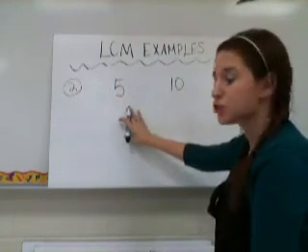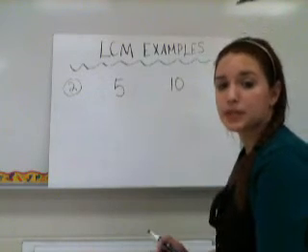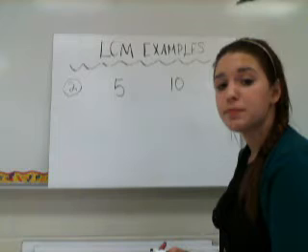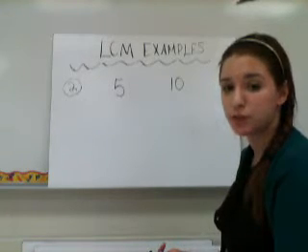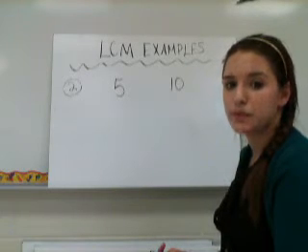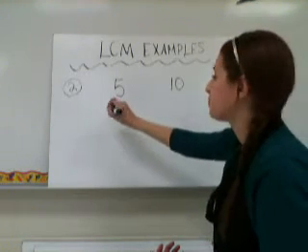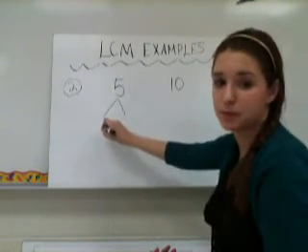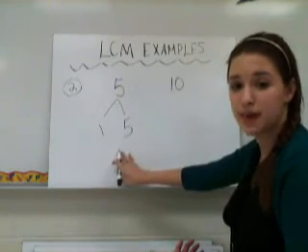Okay, the way I do factor trees is I have to find the prime numbers that go into each number. So a prime number is a number that only one and the number itself will go into. A composite number is a number that has multiple numbers that will go into it. So 5 in this case is a prime number because nothing goes into 5 except 1 and 5 itself. So I'm done with this factor tree.